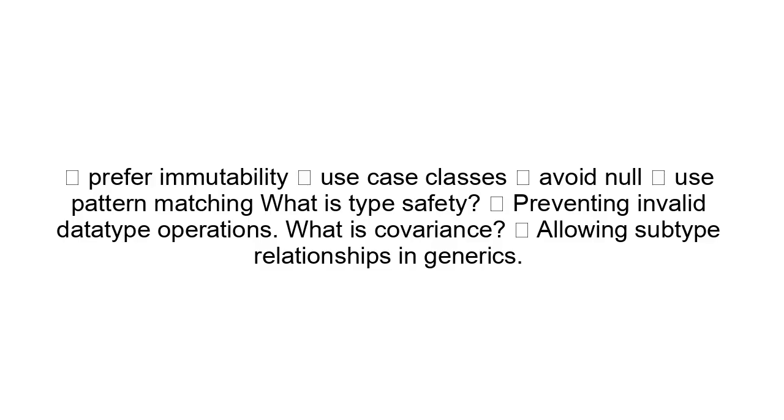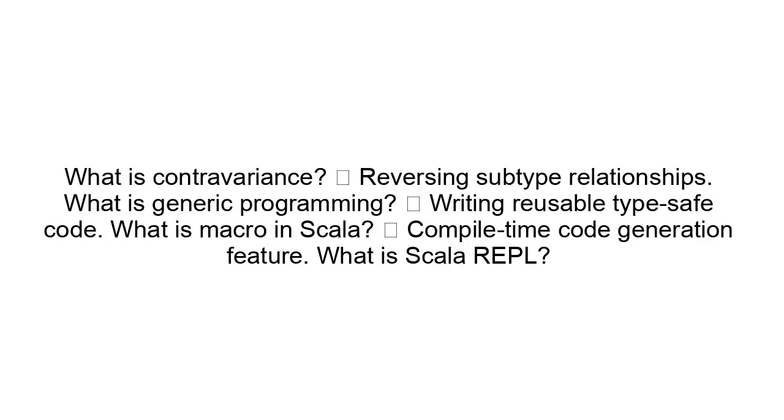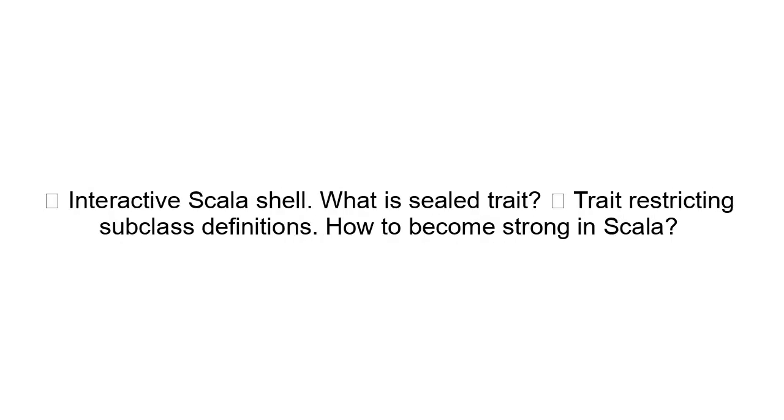What is type safety? Preventing invalid data type operations. What is covariance? Allowing subtype relationships in generics. What is contravariance? Reversing subtype relationships. What is generic programming? Writing reusable type-safe code. What is macro in Scala? Compile-time code generation feature. Interactive Scala shell: REPL. What is sealed trait? Trait restricting subclass definitions.